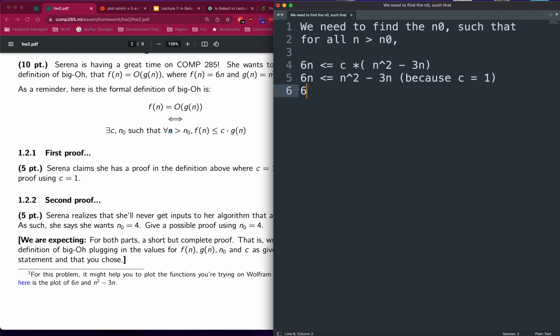We can divide both sides by n, and we'll get that 6 is less than or equal to n minus 3. You can see I essentially factor out an n, and then I divide both sides by n. And why can we do that? We can do that because we always assume n to be bigger than 0, so it can never be 0, so we can divide by n. Now, if we move some stuff around and add 3 to both sides, we get that n must be bigger than or equal to 9. Only in this case is it true, right?